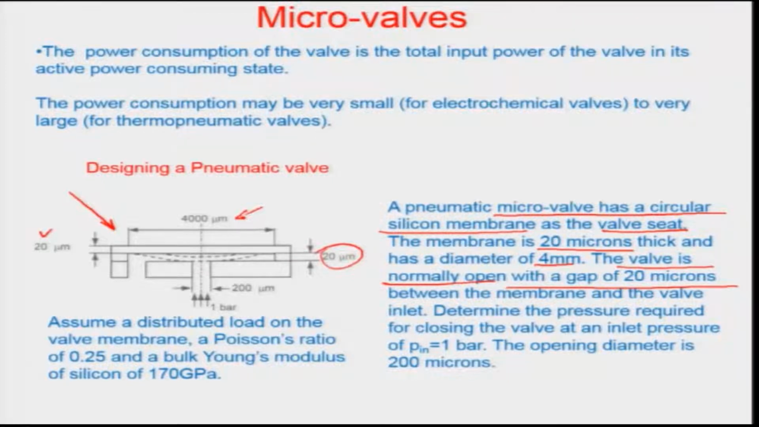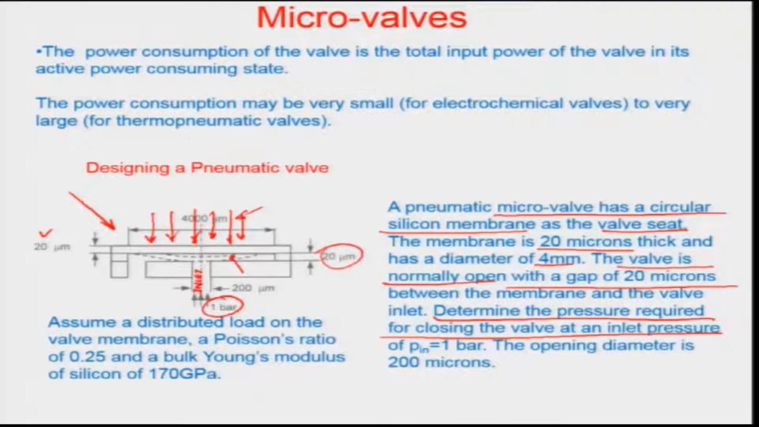This is the inlet, so I will just write the inlet channel here. The idea is that this membrane will bend down, as you are seeing in the dotted region here, and it will close the inlet so that the valve can come to the closure position. And you have to determine the pressure required for closing the valve at an inlet pressure of 1 bar. So you want to determine what the pressure requirement is on the other side of this membrane, so that a total pressure of 1 bar in inflow could be controlled, could be blocked.